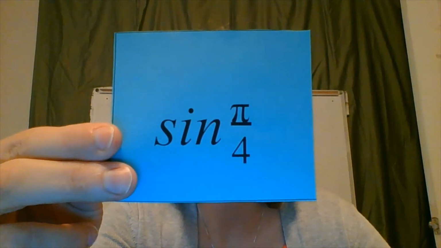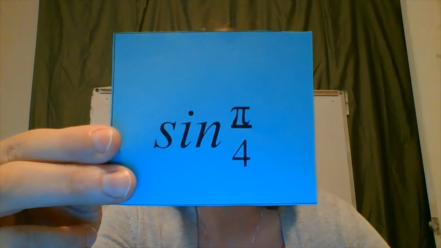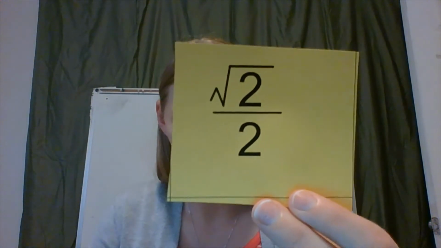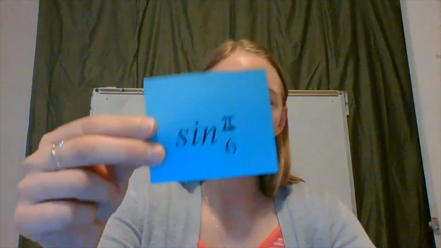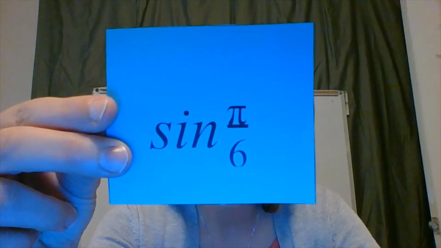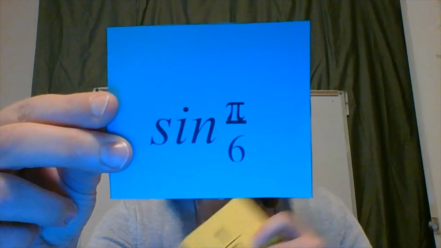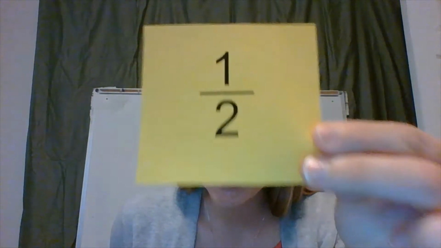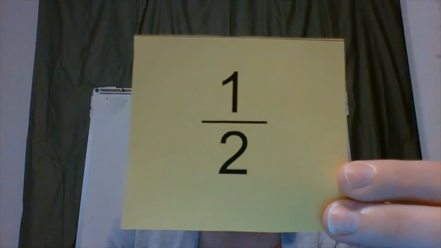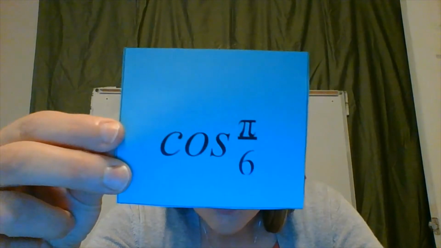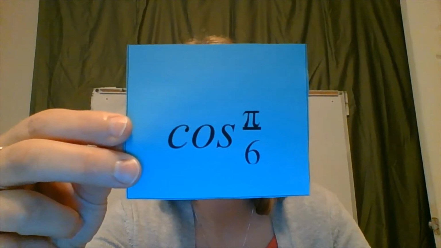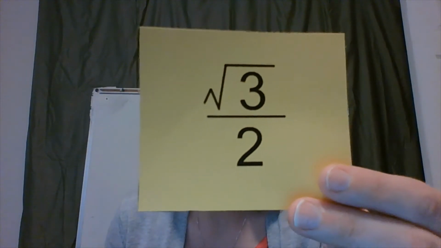So I'm just going to give you a few seconds for each one. Think about it. It is radical 2 over 2. And that is cosine of pi over 4 as well. All right, sine of pi over 6. It is 1/2. Cosine of pi over 6. It's radical 3 over 2.